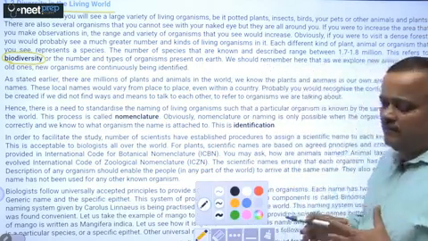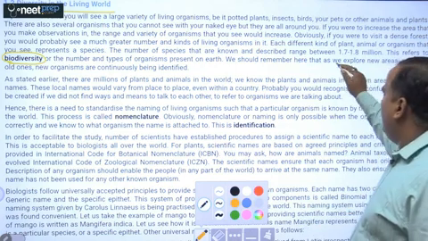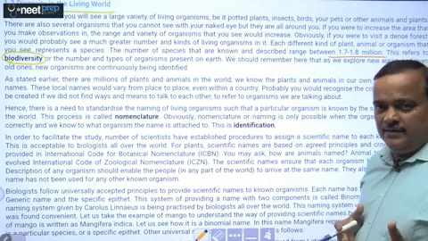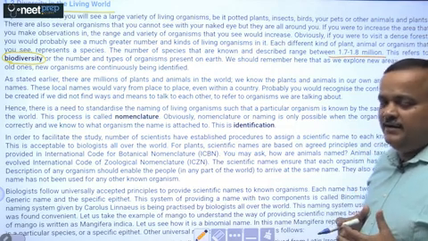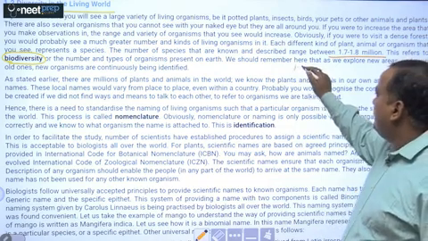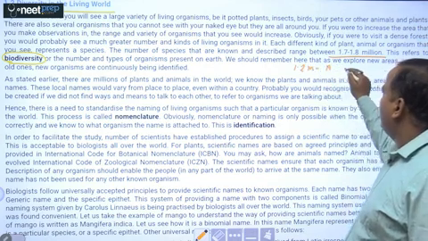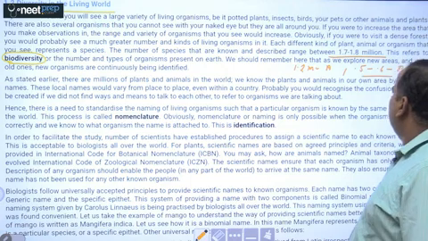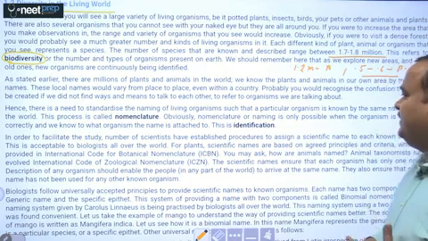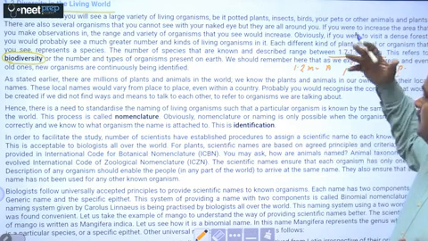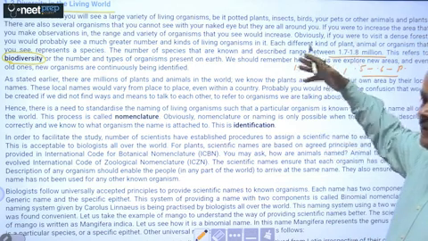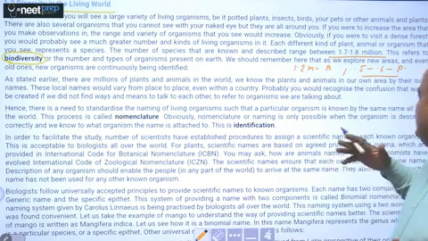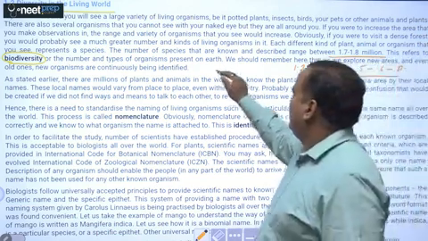Now data available shows that so far 1.7 to 1.8 million species of plants and animals have been identified and named. That includes 1.2 million animals and 0.5 to 0.6 million plants. So this much of plant and animal is identified and named. Now if you want to study this level of diversity, we require a specific branch of biology, and that branch of biology is referred to as taxonomy.